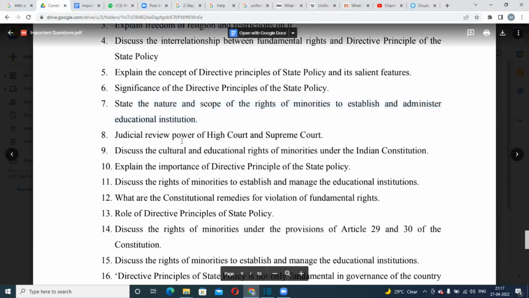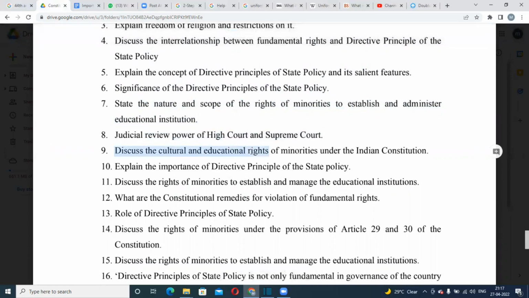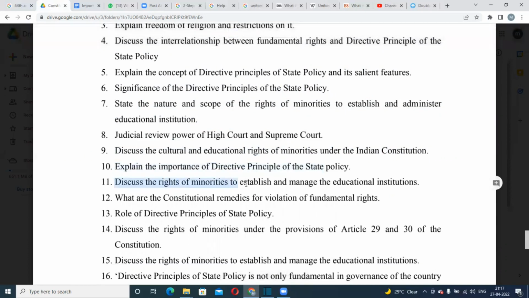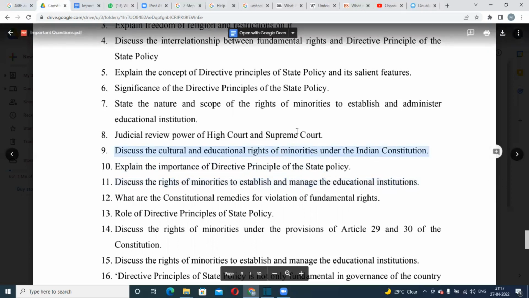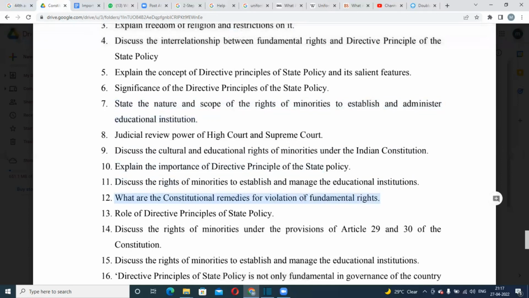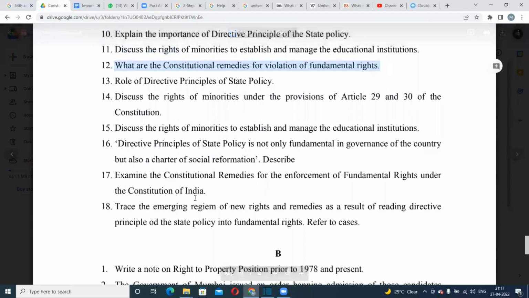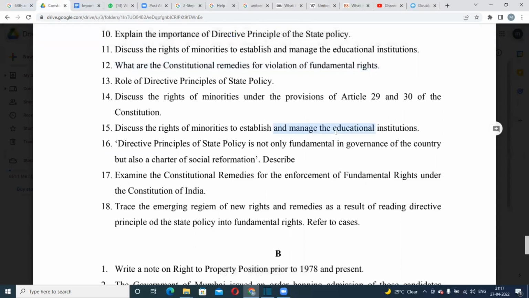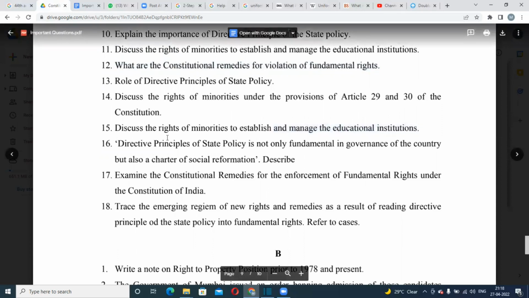Judicial review power of High Court and Supreme Court. Discuss cultural and educational rights of minorities under Indian Constitution. Importance of DPSP. Discuss the rights of minorities to establish and manage educational institution. This one is similar with this one. What are the constitutional remedies for violation of fundamental rights? Again, writ jurisdiction. Role of DPSP. Discuss rights of minorities under Article 29 and 30. Discuss right of minorities to establish and manage educational institution.